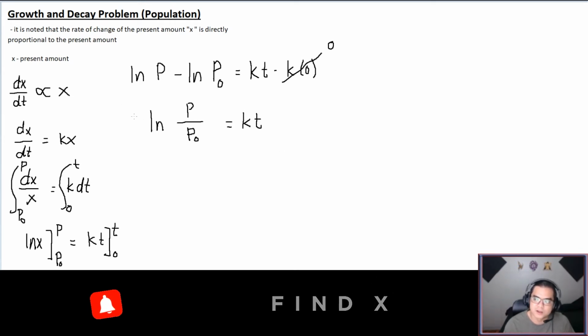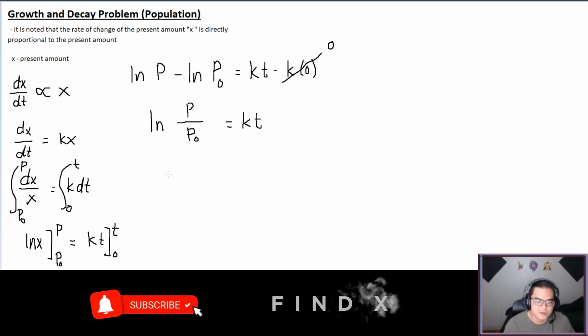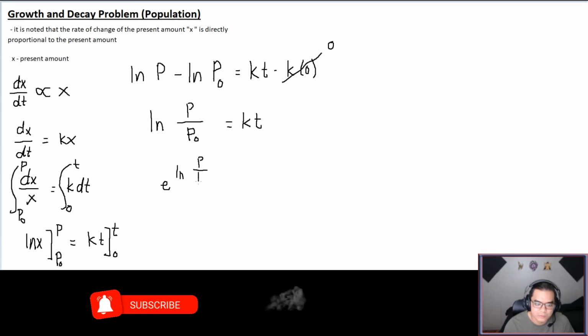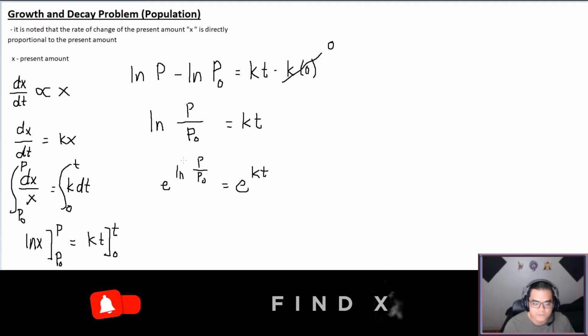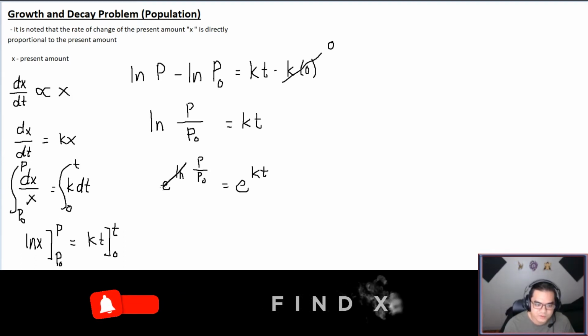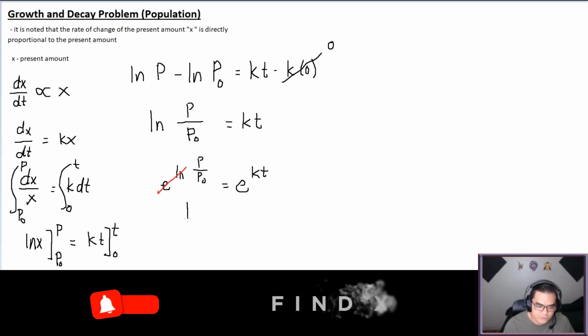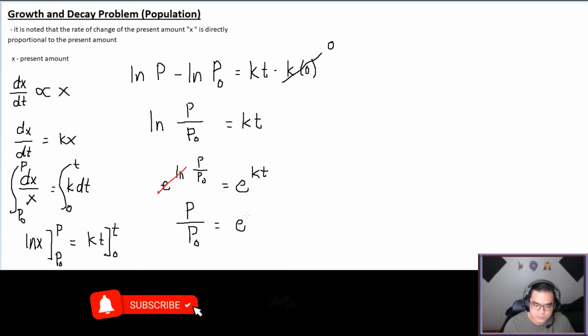Now, if I want to eliminate ln, I have to get the e of both sides. So getting the e of both sides, you will have e raised to ln of P over Po, and this will be equal to e raised to kt. Every time that e and ln are beside each other, they always cancel out each other. So canceling e and ln, you will be left with P over Po equal to e raised to kt.